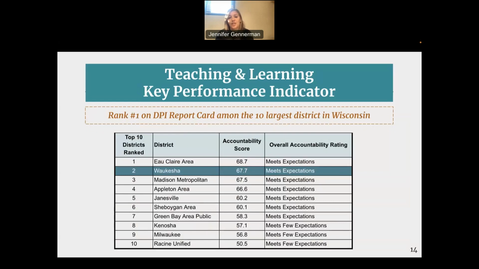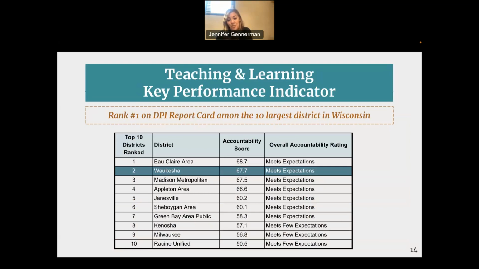One of our other key performance indicators is that we will rank number 1 on the DPI report cards among the 10 largest districts in Wisconsin. You'll see here that we placed second with a score of 67.7, meets expectations. Eau Claire is just a little bit ahead of us by 1 point. So we're hoping to gain that first place in the next report card.